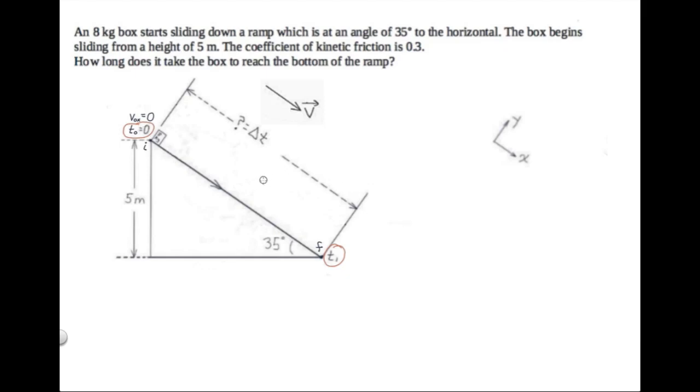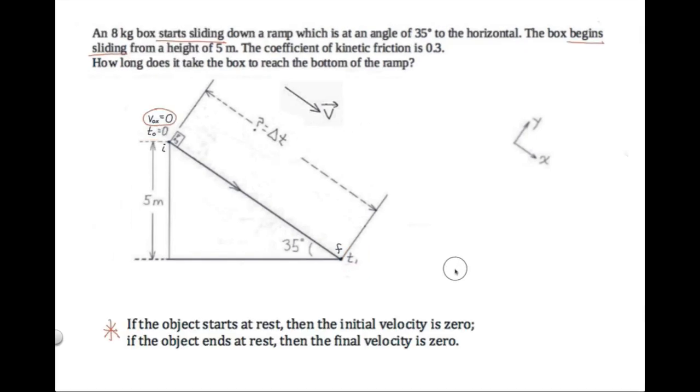As usual, it's conventional to set t sub 0 equal to the number 0. Most general one-dimensional kinematics problems will involve an object that either begins or ends at rest. This problem tells us that the box starts sliding. That wording implies that the box starts sliding from rest. So we can say that the x component of the velocity at time 0 is 0, and we can build that information into our sketch.